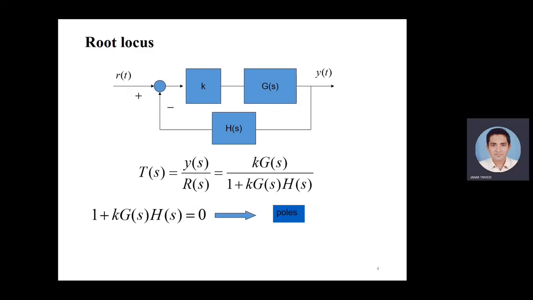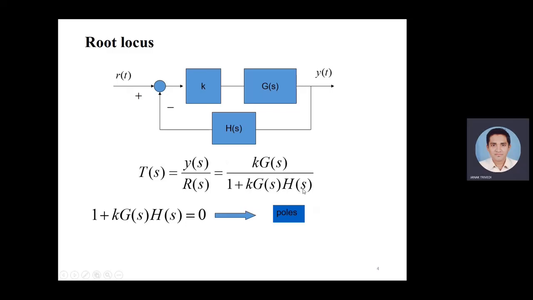Root locus. So this is the basic block diagram with the feedback of H(s). K is a gain and G(s) is an open loop transfer function. So T(s), that is equal to Y(s) divided by R(s), that is equal to K into G(s) divided by 1 plus, because here negative feedback is there, that's why 1 plus K into G(s)H(s).